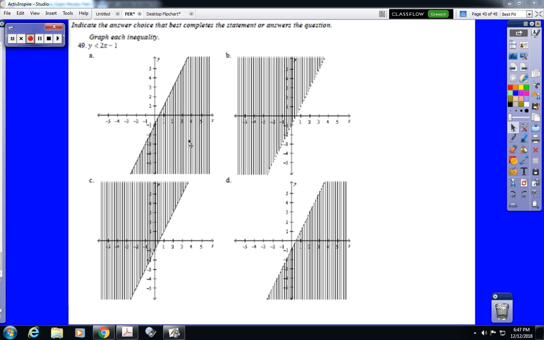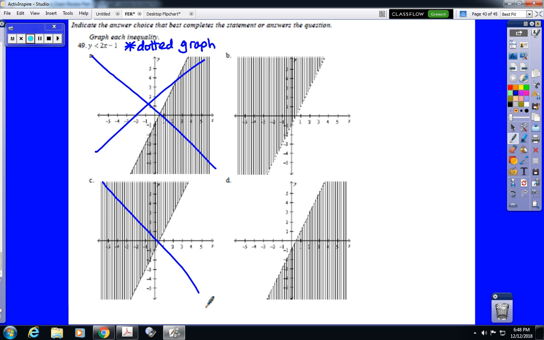So what we have to do is determine whether our line should be solid or dotted, and whether our line should be shaded above or below. So real simply put, this should be a dotted line. The reason it should be a dotted line is because we have y is less than, not less than or equal to. So that tells us that our line should be dotted. It's not A and it's not C, because those both have solid lines.